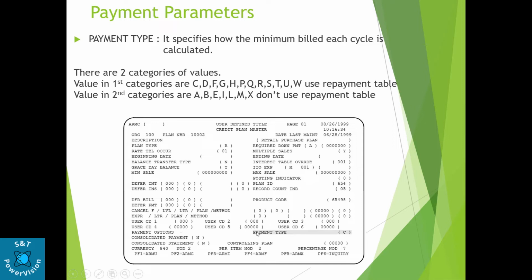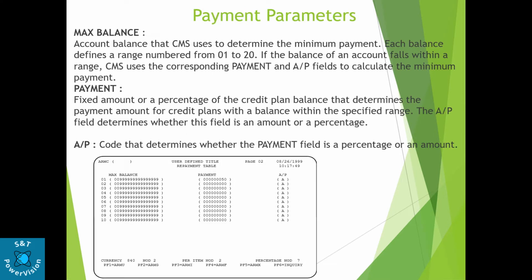So here in this field we are talking about payment type C. I already explained this field in the ARMC credit plan master video, but here I will explain it again. This is our repayment table. If you see here ARMC page 02, one field is the maximum balance, the second field is the payment, and the third field is the A/P, meaning amount or percentage.